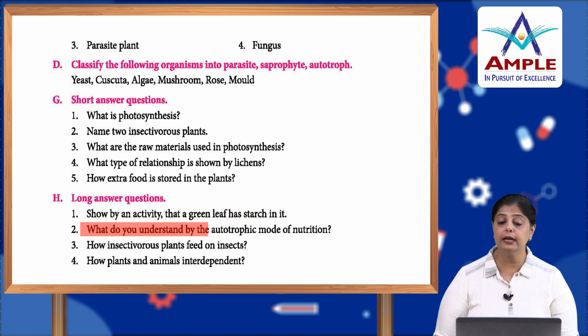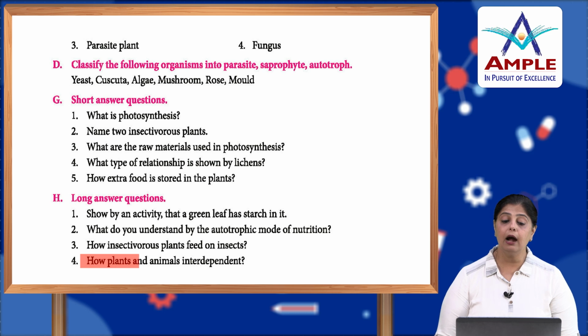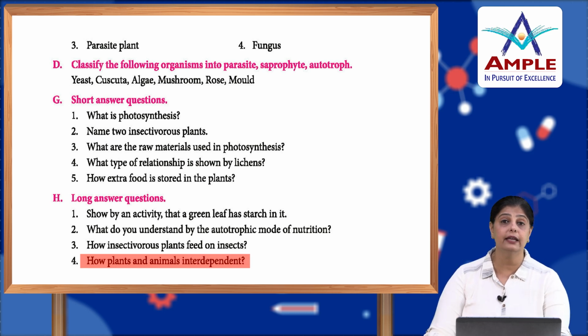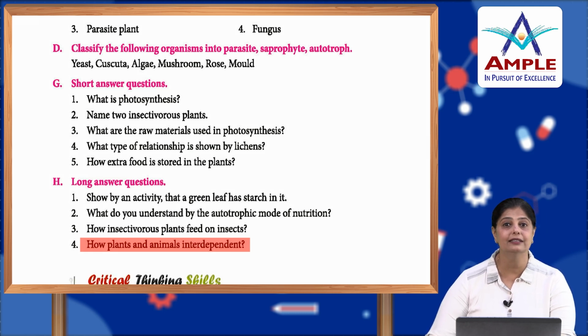What do you understand by the autotrophic mode of nutrition? The mode of nutrition autotrophic, where the plants make their food using simple substances. Elaborate this answer. How insectivorous plants feed on insects. Like the example of pitcher plant which is mentioned, you can accordingly write it over here, how they are dependent on insects and how they take in the insect. How plants and animals are interdependent, like the process of balance between the plants and animals in nature is what you need to explain here in detail.